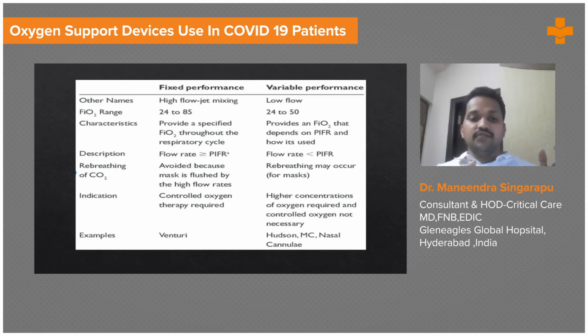So what are the indications for a fixed performance device? Whenever your patient's oxygen requirement is very high, it is better to go for a fixed performance device. Whenever your patient's oxygen requirement is not very high, you can go for a variable performance device. As I already told you, the example for a fixed performance device is either a Venturi mask or an invasive ventilator wherein you can control the FiO2, or a HFNC, again wherein you can control the FiO2. But the normal nasal prongs, face mask, nasal cannulae, all these are variable performance devices.